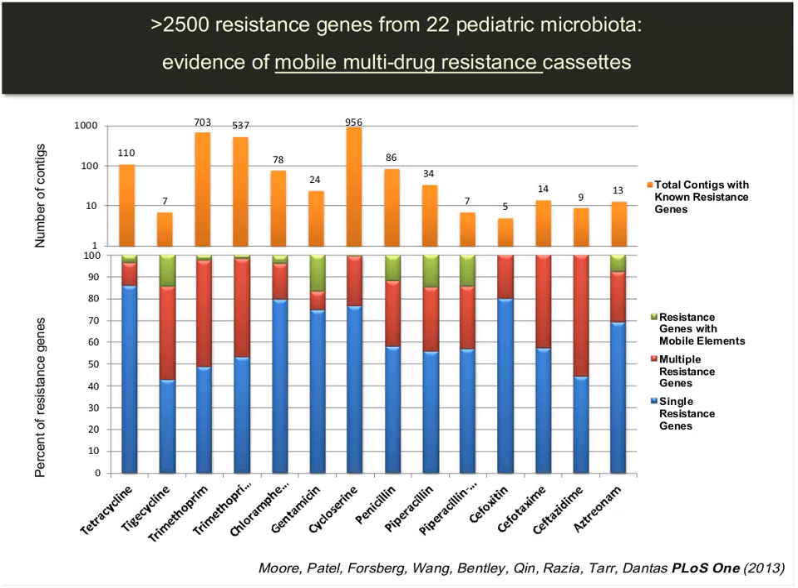For instance, this shows a distribution in each plot, versus each antibiotic, of the number of genes that are found only on their own as antibiotic resistance genes, the ones that are found syntenic, or right next to other antibiotic resistance genes, and then in green, those that are found both in a multi-drug resistant context and also next to mobilization elements.